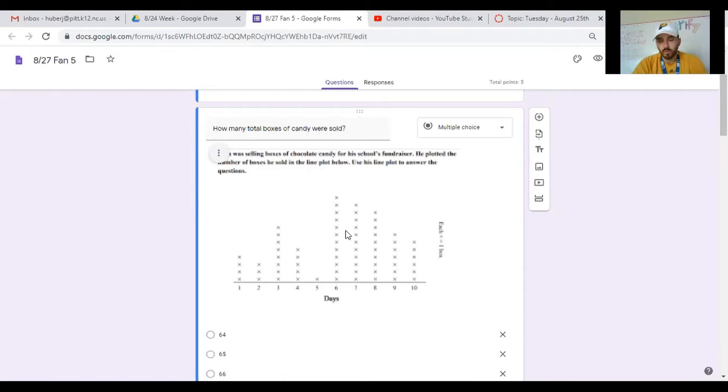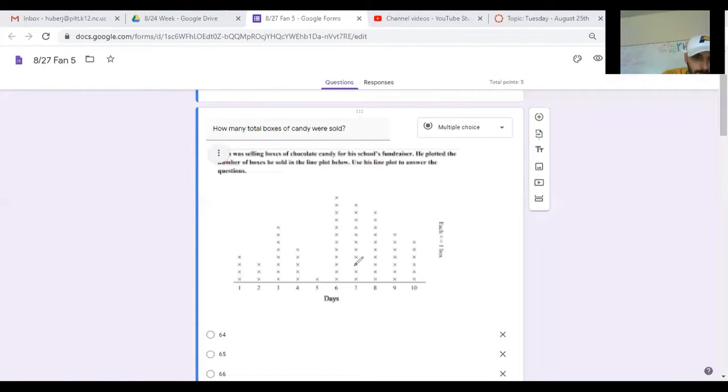So if you look at the question, this is saying how many boxes of candy the school sold each day. And this has a key as well. It's just letting you know that each one of those X's represents 1 box. So on day 6, they clearly sold a bunch of boxes of candy. Day 5, they didn't sell as much. But before we even get into the questions, I'm going to try and label each day with the number that it's represented by.